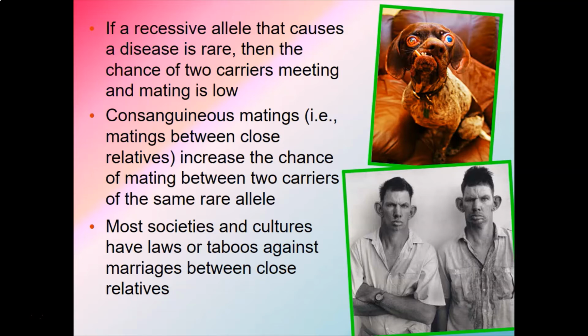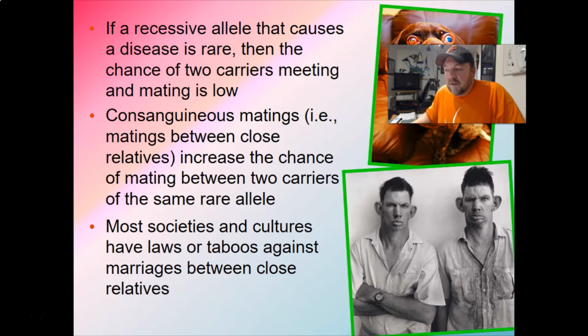But if a recessive allele that causes a disease is rare, then the chance of two carriers meeting and mating is low, right? So I just told you that if you really do have this terrible recessive disease and you carry it, but let's say it's very rare. This is an exceptionally deadly disease or something like that. What are the odds then that you carry this rare genetic disease and you're going to happen to find some other person out there who also carries this deadly genetic disease? Very low, right? Very, very low.